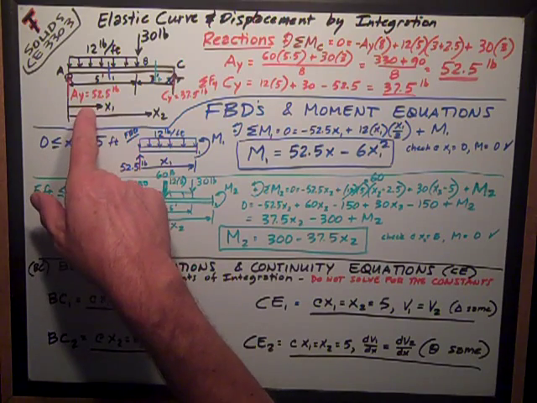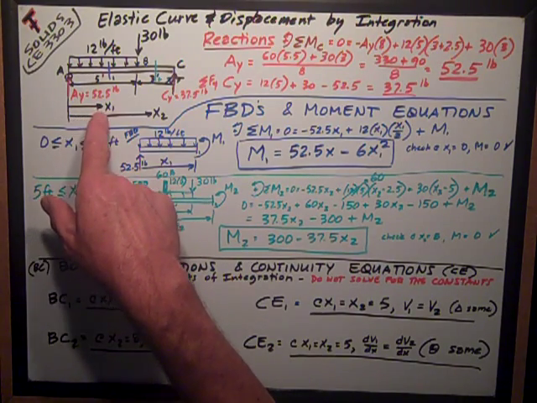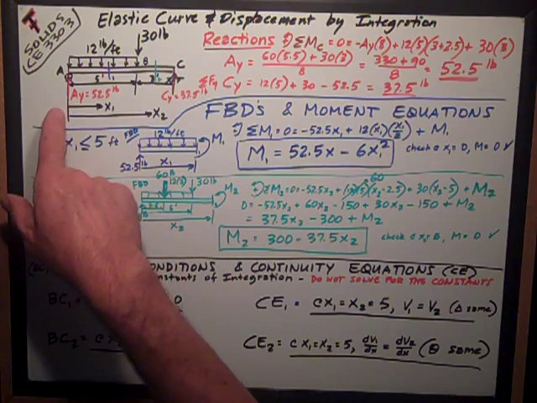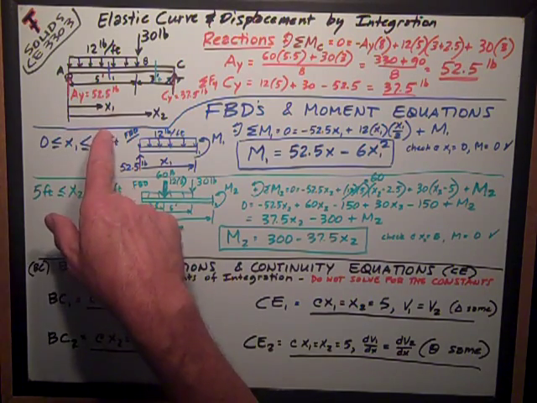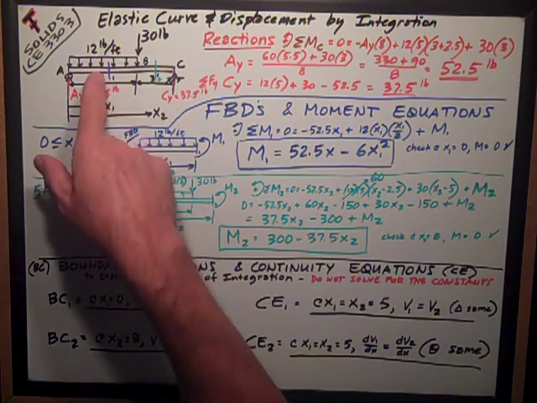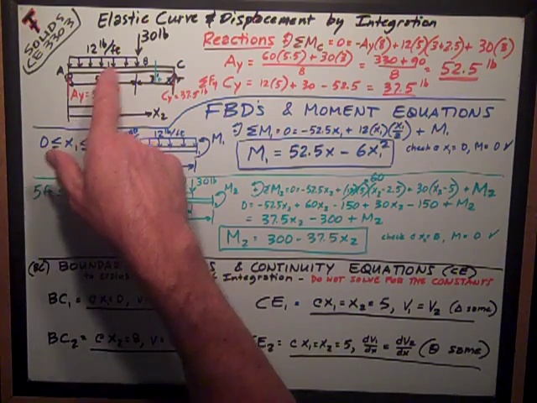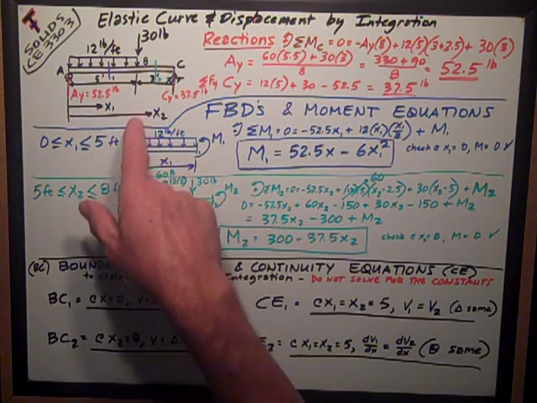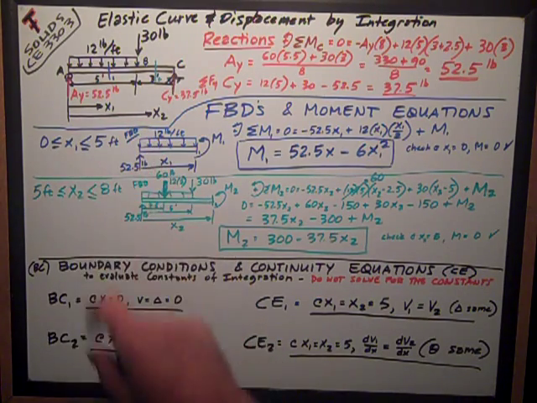And so that means I have to write one segment for x1, distance measured from the left end until I get to the end of the uniformly distributed load and the concentrated load, and then I'm going to have to write another equation based on x2, distance from the left end.